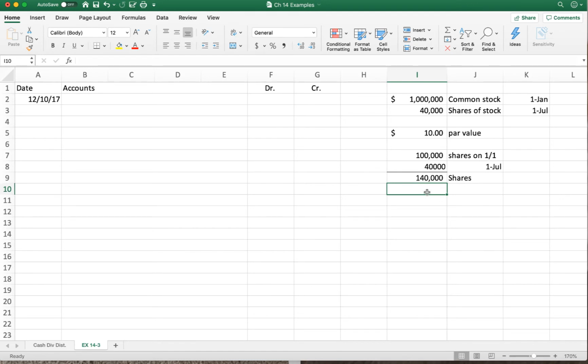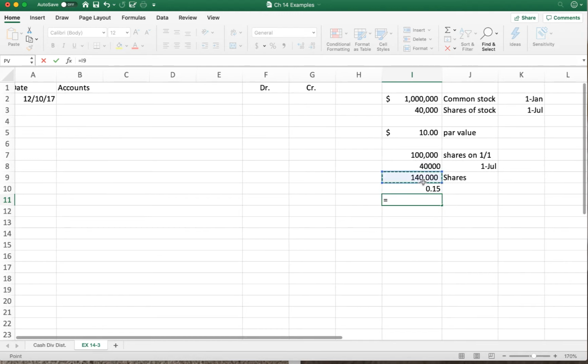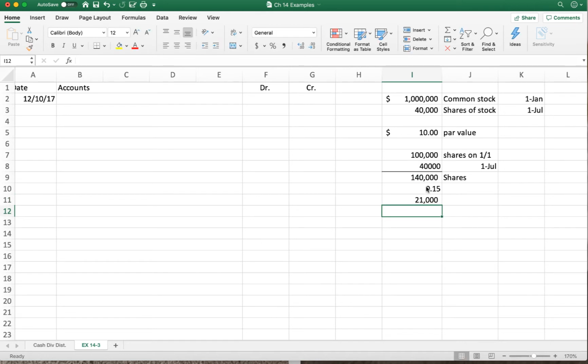This stock dividend they declared was a stock dividend of 15%. So if I multiply shares outstanding currently times this stock dividend that I'm going to pay out, 15% of the 140,000, I get 21,000 shares. Beautiful. Okay. Second thing we need to remember, we are issuing 15% stock dividends.